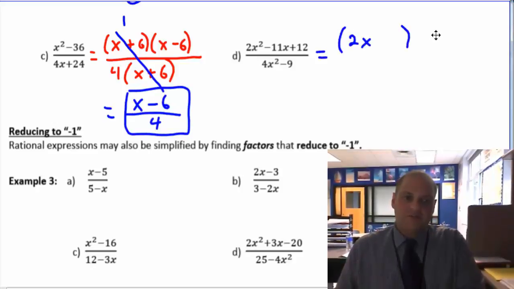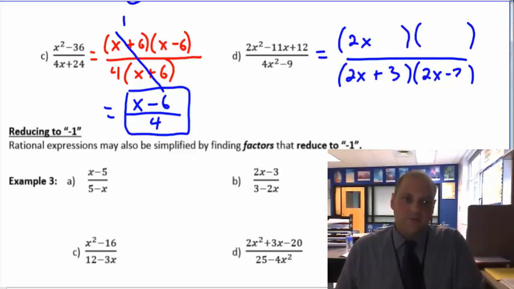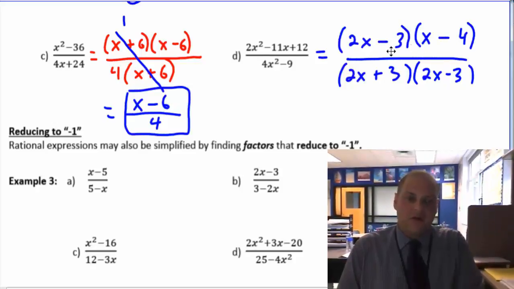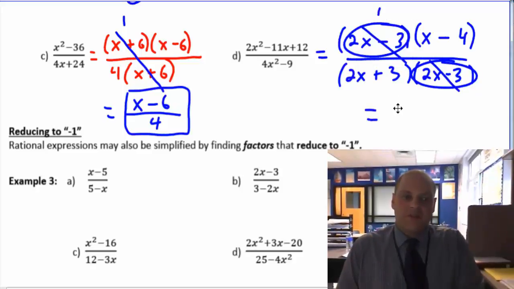And here, you should pause the video and try factoring this one. The bottom's a little easier. 2x plus 3, 2x minus 3. That kind of gives me a hint. There's probably going to be a 2x something 3 over here, right? I'm just guessing. So I'm going to try to put a 4 there. And then 8. Oh, I need minus minus in order to get a negative 11 and a positive 12. So there it is. That works. And I have, look at this, 2x minus 3, 2x minus 3. That reduces to 1. So I'm left with x minus 4 over 2x plus 3.